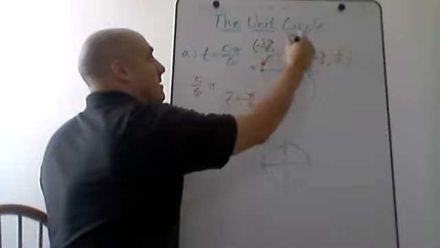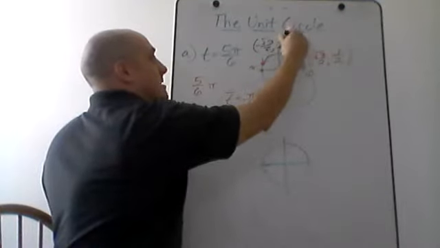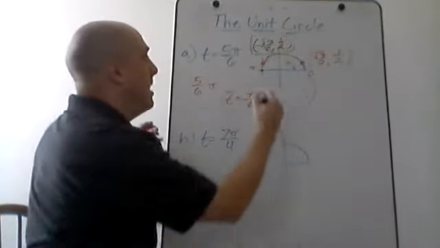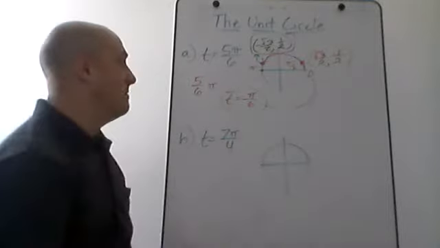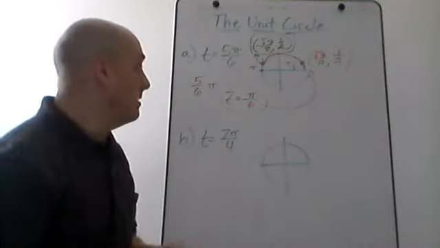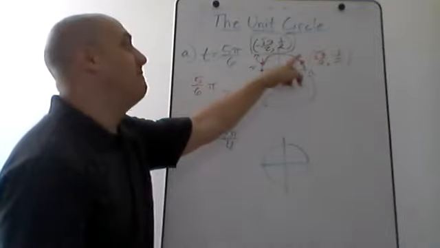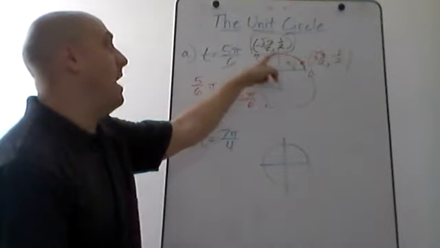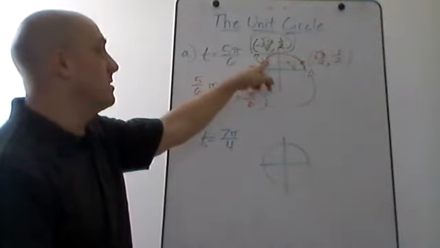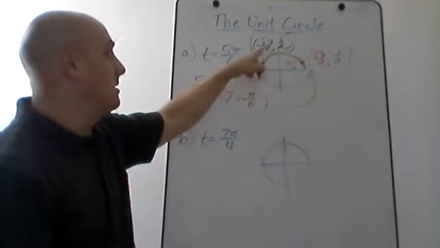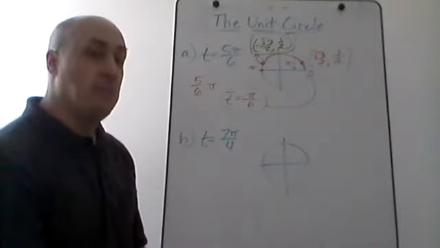So I take these numbers, and since I'm in the second quadrant, the x is negative, so negative square root of 3 over 2. The y is positive, so that stays positive 1/2. That's my terminal point for 5 pi over 6. Those are the coordinates of that point when I travel 5 pi over 6, or 5/6 pi distance around the circumference of the unit circle. I end up at the point with coordinates negative root 3 over 2, comma 1/2.